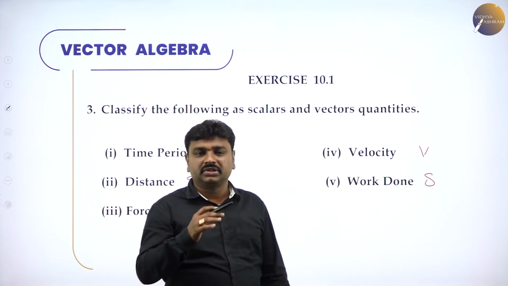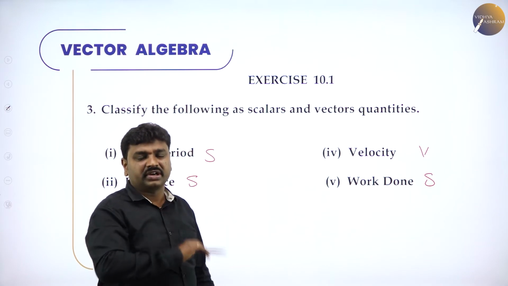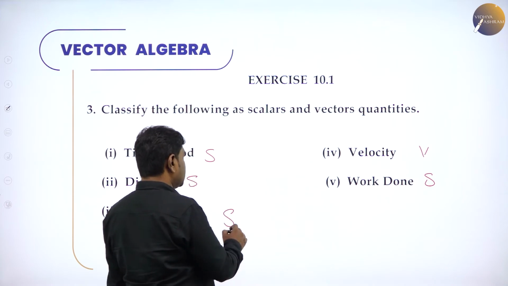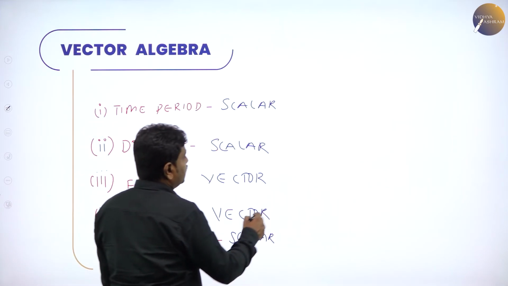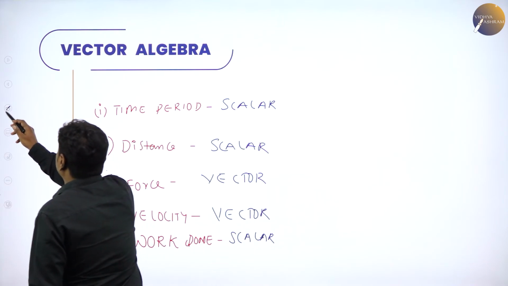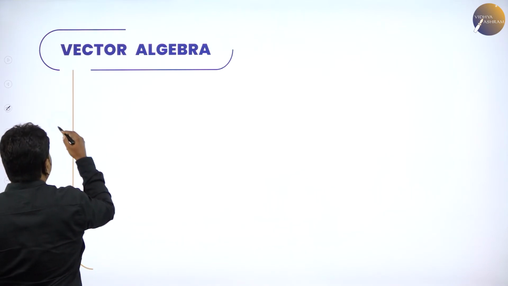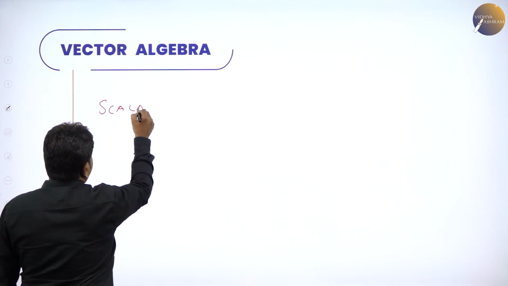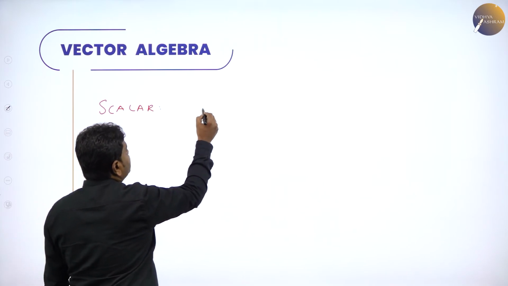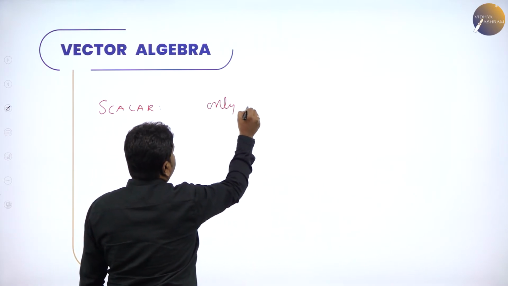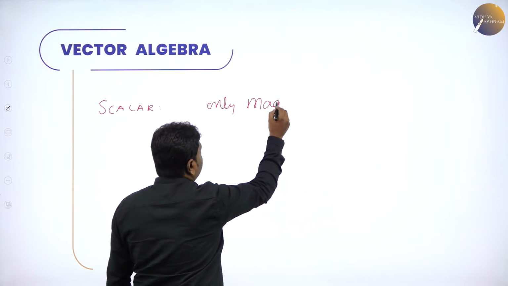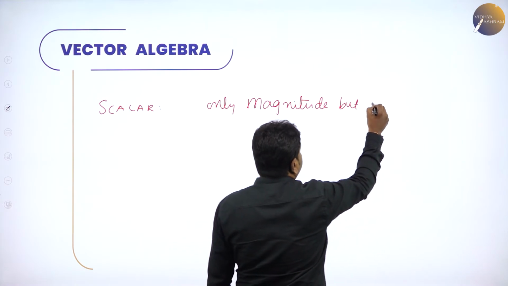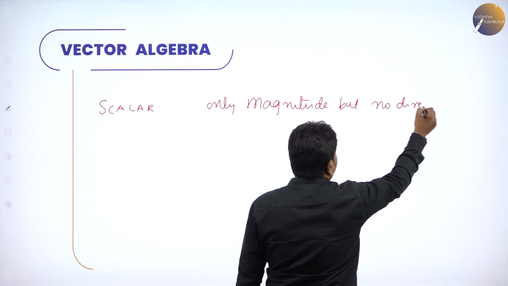So these are the important quantities which we classified as vector quantities and scalar quantities depending on the simple definition of what is a scalar and what is a vector. So what is a scalar? A physical quantity which has only magnitude, only a number value, but no direction. We are not bothered about direction here.